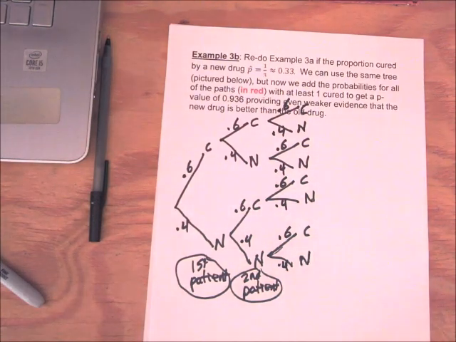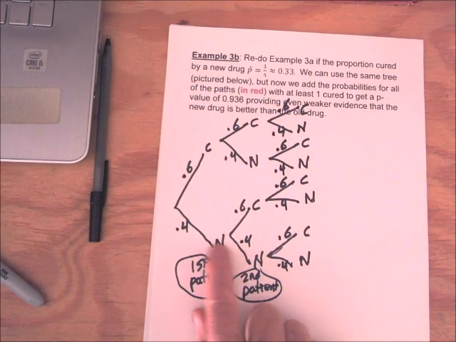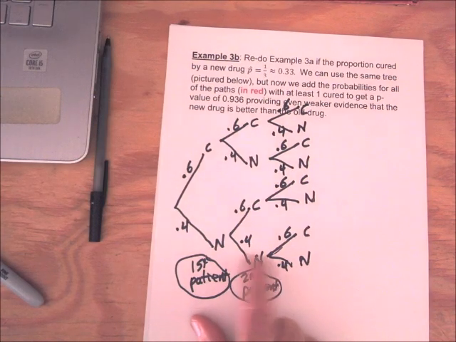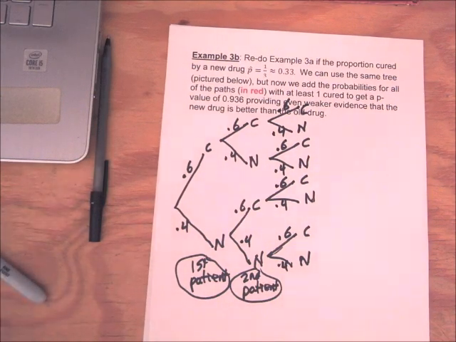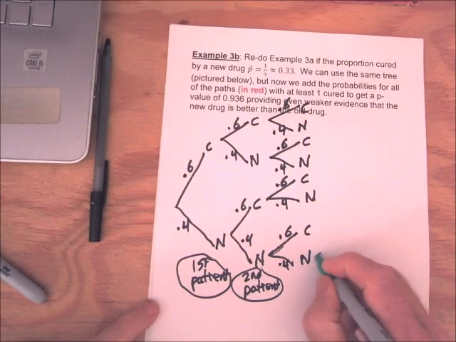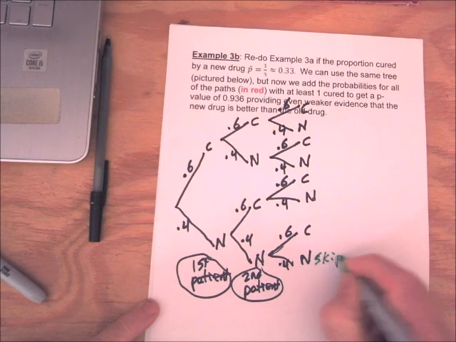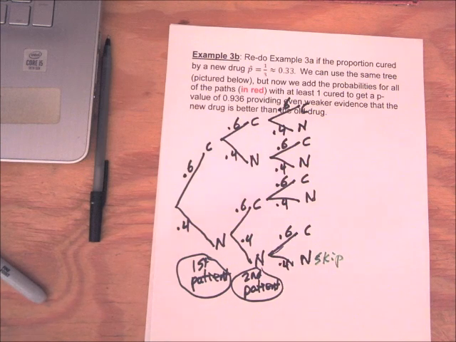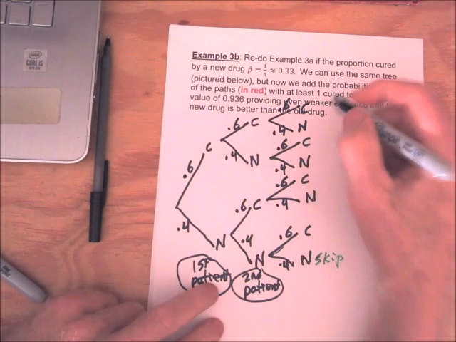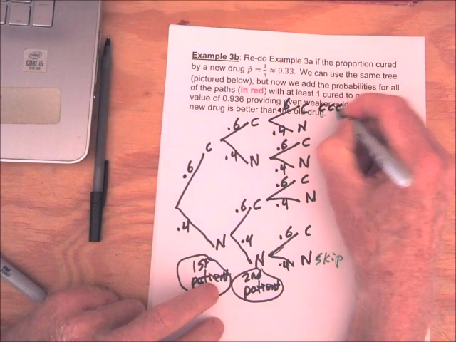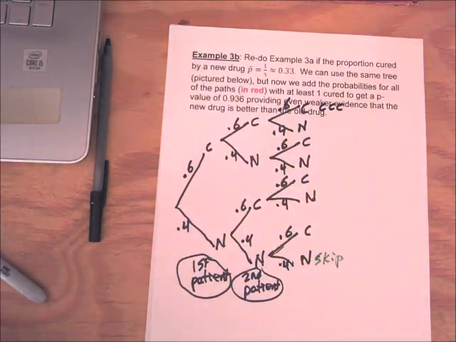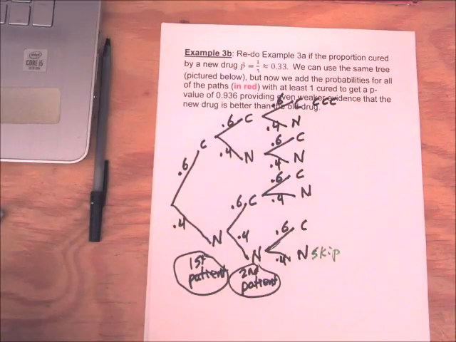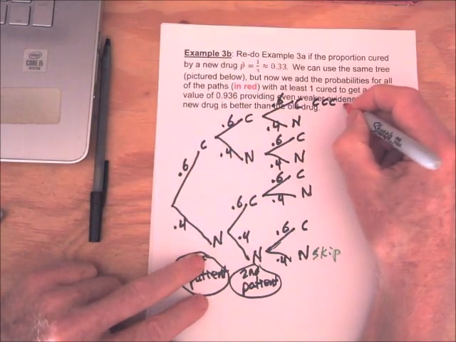Okay, so if 1 out of 3, we need to include all the paths where at least one patient is cured. So actually we're going to include all paths except the bottom path where none of the patients were cured. We can skip the bottom path, but all the other paths will be included. So top path, all 3 were cured. Cured, cured, cured. And we want to multiply 0.6 times 0.6 times 0.6. That'd be 0.216.